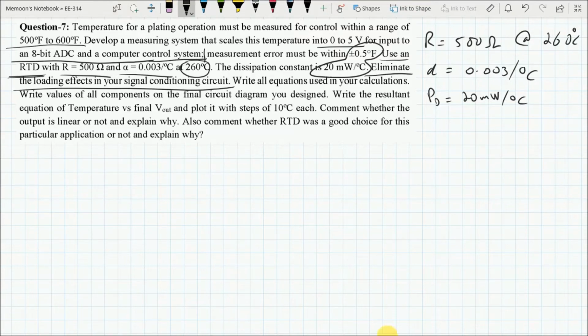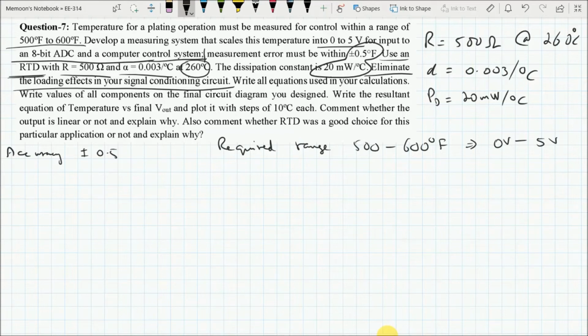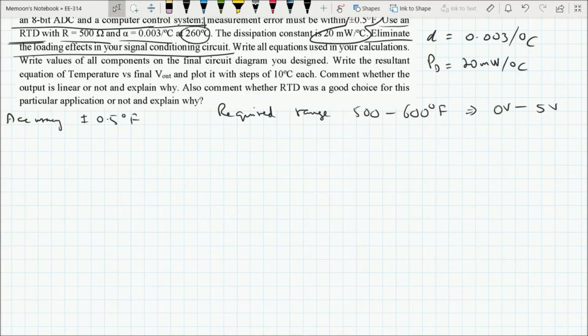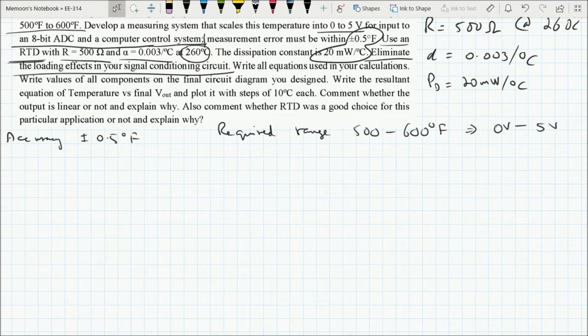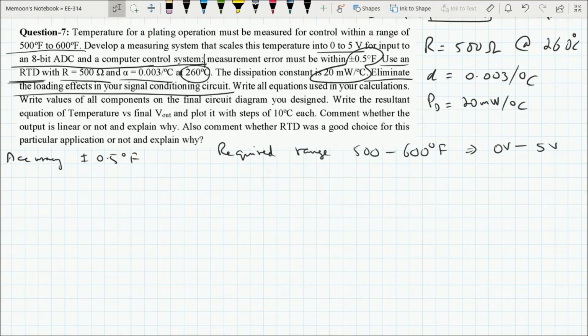The required range of operation is 500 to 600 degrees Fahrenheit, and that has to be translated into 0 volt to 5 volt output. Accuracy required is plus or minus 0.5 degrees Fahrenheit. So for greater accuracy and for very small changes in resistance, what is preferred to use? Which circuit is preferred for conversion of change in resistance to change in voltage?